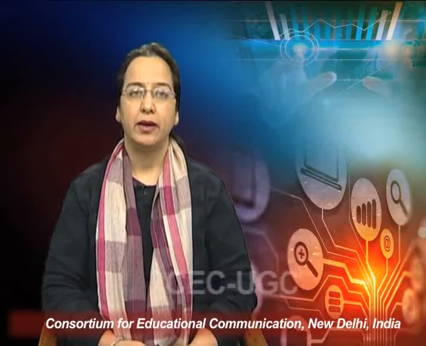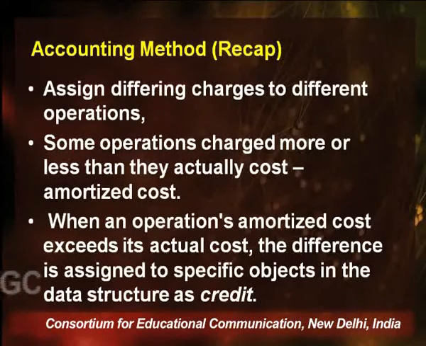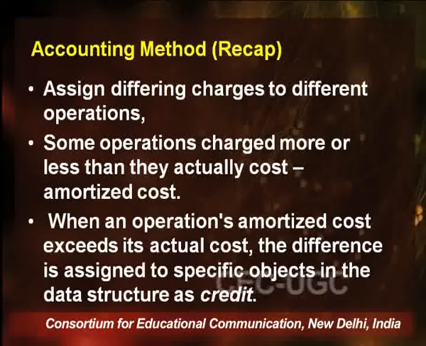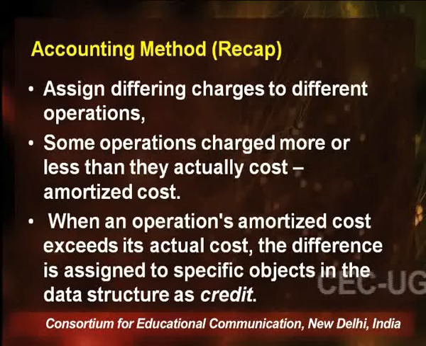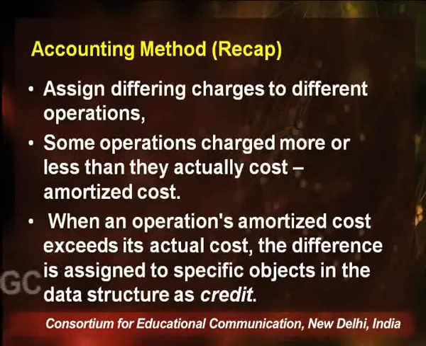So in the accounting method, what do we do? We assign various charges to different operations. Some operations are charged more while some are charged less, as compared to their actual cost, and what they have been charged is called their amortized cost. And when an operation's amortized cost is more than its actual cost, that means we have some kind of credit in our hand.